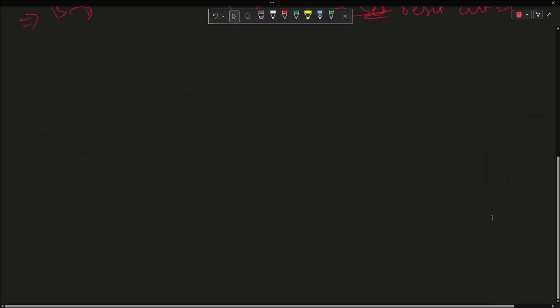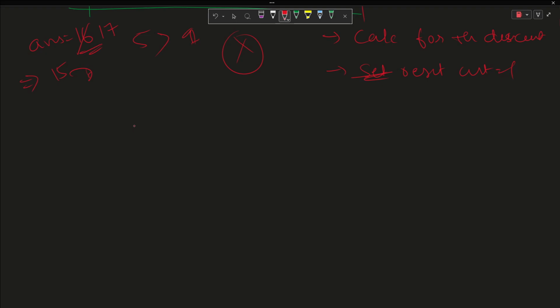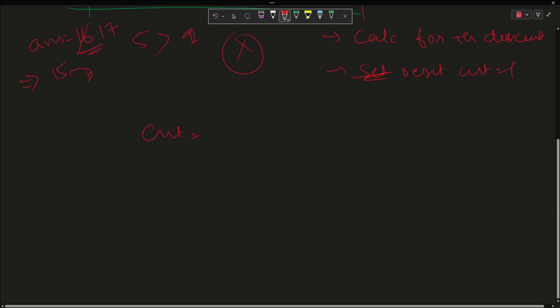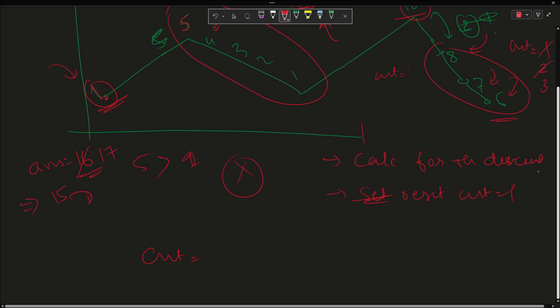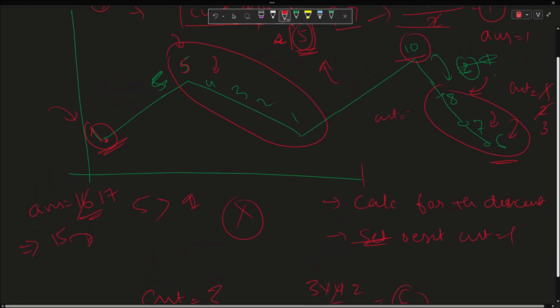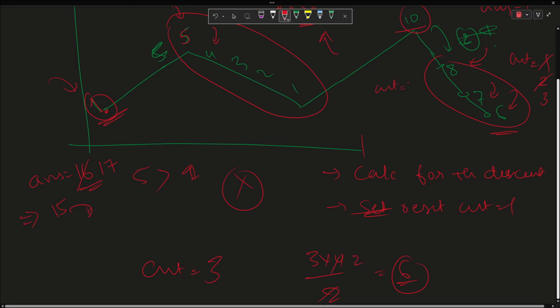So after we do everything, we can again count for this part. Our current count was 3, right? So the answer will be 3 into 4 by 2, that is 6. So for this we can form 6 valid periods. So the answer will be now 17 plus 6, that is 23.